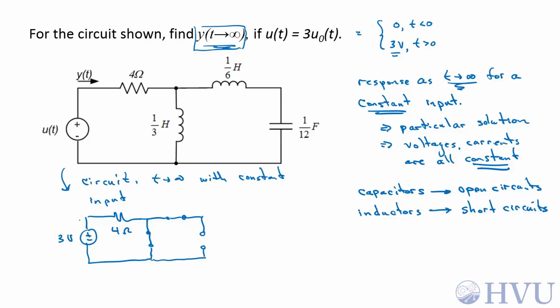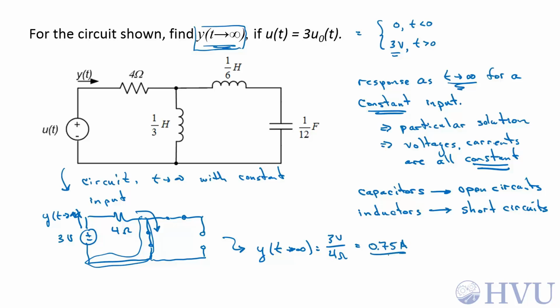And we want the current out of this source, which is going to be y as t goes to infinity. So all of this current just goes through here. This voltage is the same as this voltage. So y as t goes to infinity is just the voltage, 3 volts over 4 ohms, just by Ohm's law. So this is 0.75 amps, and it's a constant.